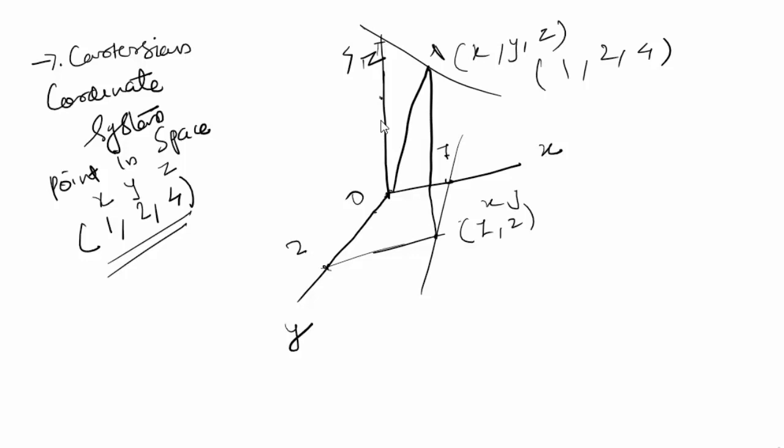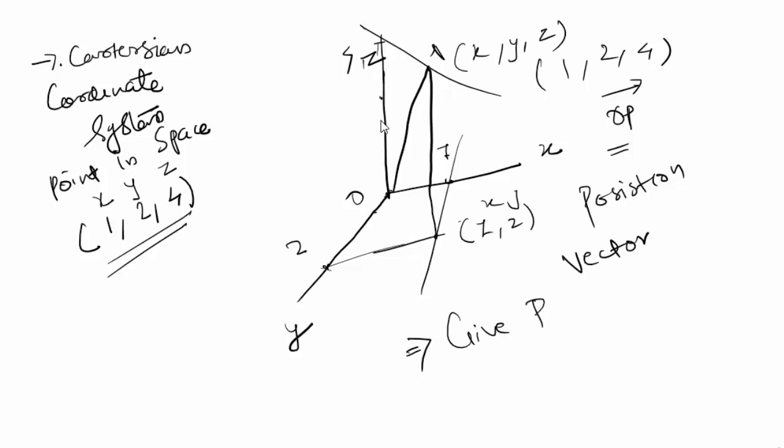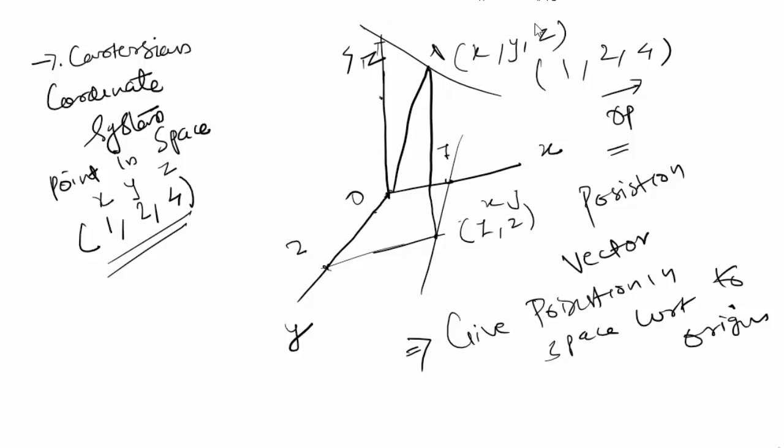So if I draw a line OP, then this is a position vector from the origin to the point P. This kind of vector is known as the position vector, and it is used to give the position of any point in space with respect to the origin. So that's what you saw about the position vector, and that's how you represent any point in space using the Cartesian coordinate system.